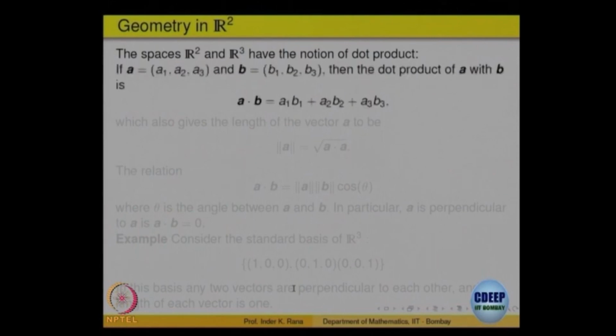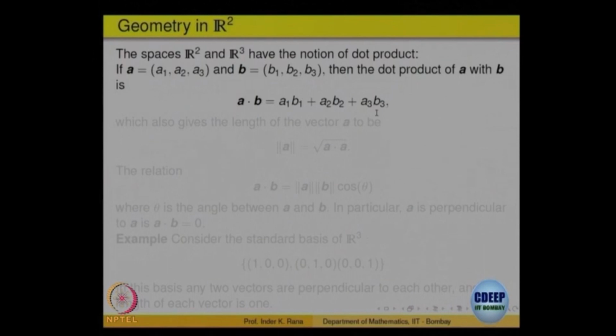So, let us just revise R2 and R3. Given two vectors A and B, A is (A1, A2, A3), B is (B1, B2, B3). I am just looking at R3; for R2 you can remove one component, and the same will work. This is what is called the dot product. We define in vector algebra, vector calculus, whatever it is, the dot product: A dot B is A1 B1 plus A2 B2 plus A3 B3.